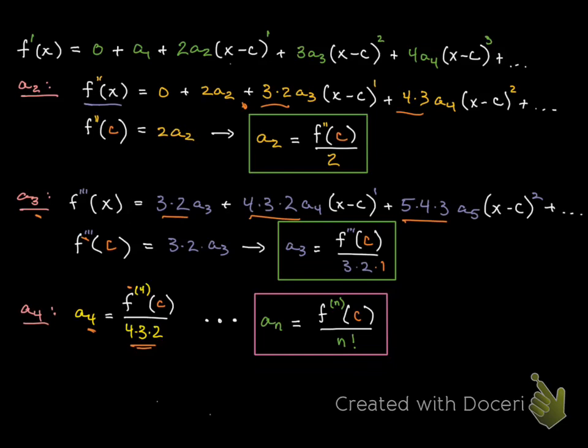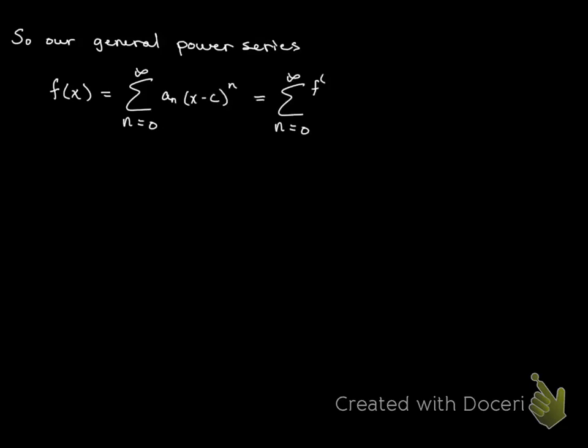Okay? Now I have a formula for these a sub n's. That's a way to calculate the coefficients of my power series no matter what function I have, as long as I can take derivatives of it and plug in c. Okay, so our general power series, f of x, is equal to this here, a sub n times x minus c to the n. I can write substituting in what I found for a sub n.